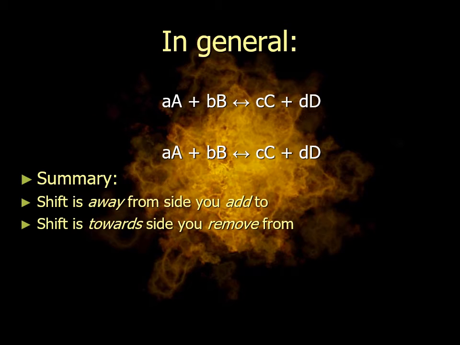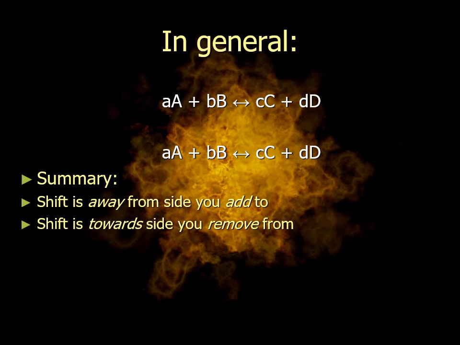So if I added on the product side, it shifted to the left. So think, what's going to happen if I add on the reactant side? Using the same argument, the system will try to generate more products to reduce the amount of reactants you've added, so it will shift towards the product side, or from the left to the right. So if we're adding a reactant or a product, the shift will be away from the side that you add to.